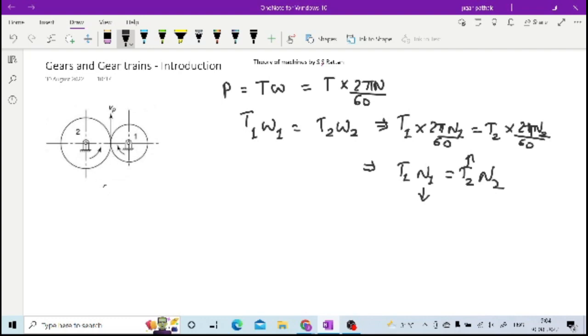If you first see this figure here, it actually represents friction wheels, where 1 and 2 are both rotating without slipping. When they rotate, they transmit power from the driver to the driven. Here we consider 1 as the driver and 2 as the driven.